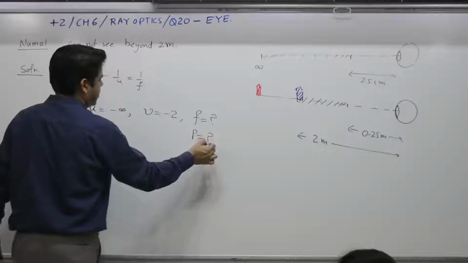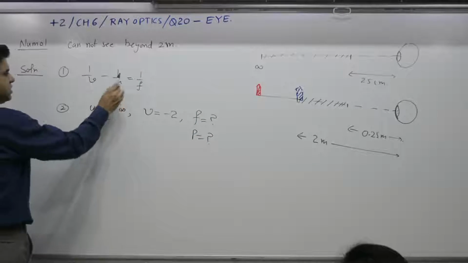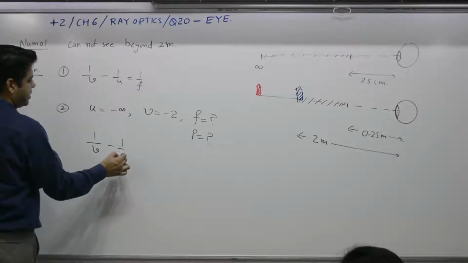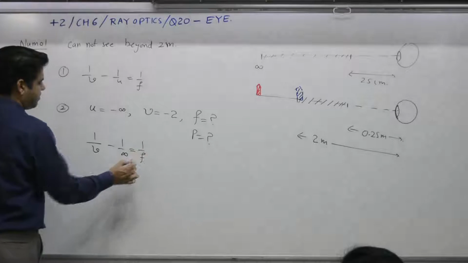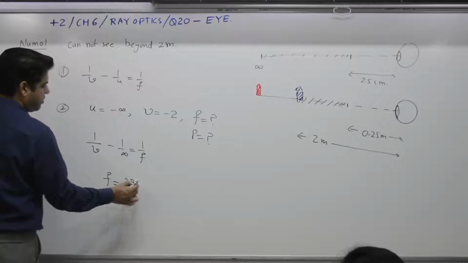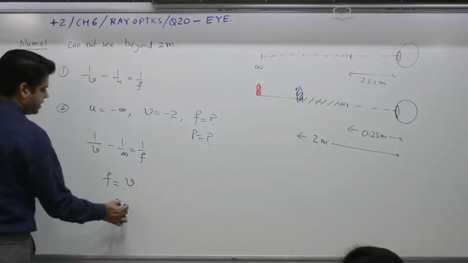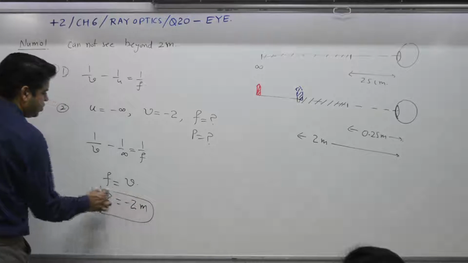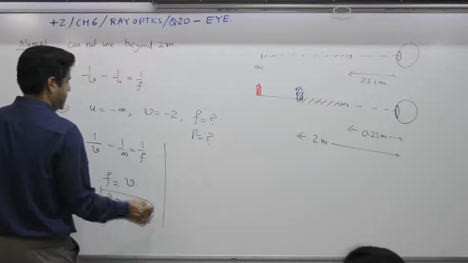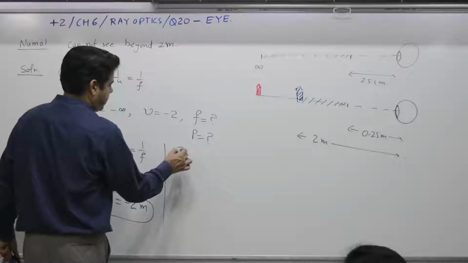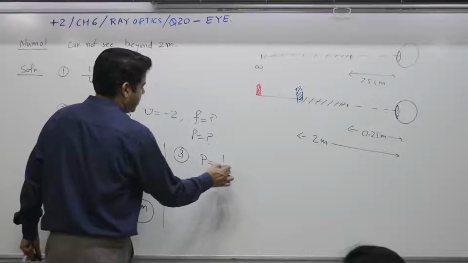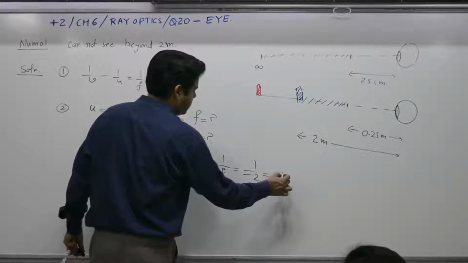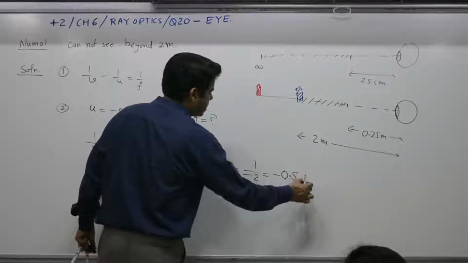When U is infinity, this part is 0. 1 by V minus 1 by infinity is 1 by F. F is equal to V, which in this case is minus 2. So the focal length of the lens is minus 2 meters. Power is equal to 1 by focal length, which is 1 by minus 2, which is minus 0.5. SI unit is diopter.